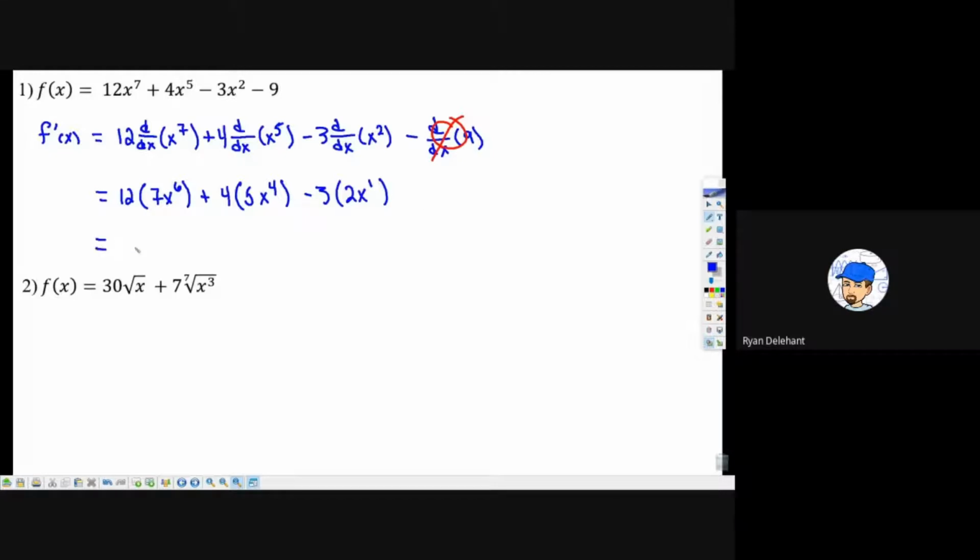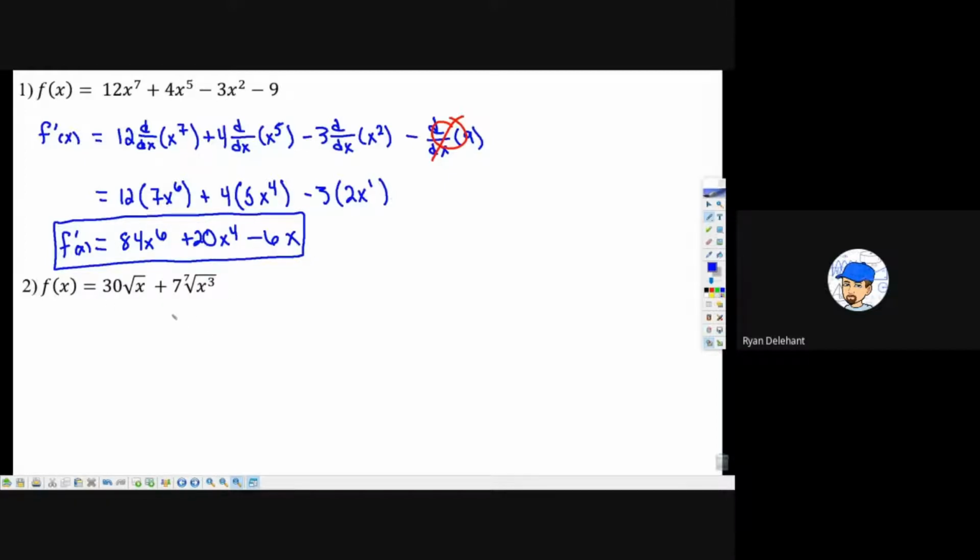And then from here, all we need to do is multiply this out and clean it up a little bit. So 12 times 7 is going to give us 84x to the 6th. And 4 times 5 is 20x to the 4th. And negative 3 times 2 is negative 6, and that's going to be x. And this is our derivative. We can ignore the constants when we take the derivative when we have other variables to powers, and work our way through it and simplify.